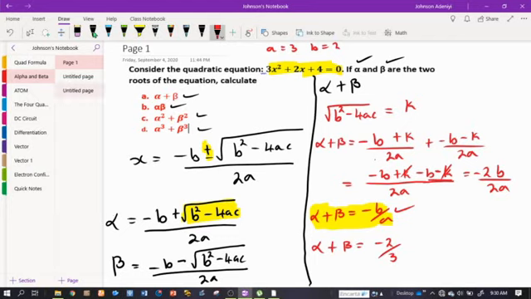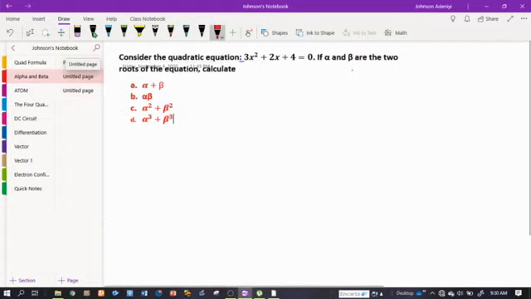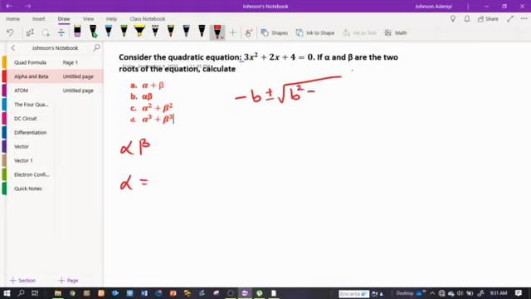Okay, so let's look at the product of the roots now, that is alpha times beta. So we have to do the same thing here. You already know that our alpha is equal to, the general formula of the equation is minus b plus or minus the square root of b square minus 4ac, divided by 2a.